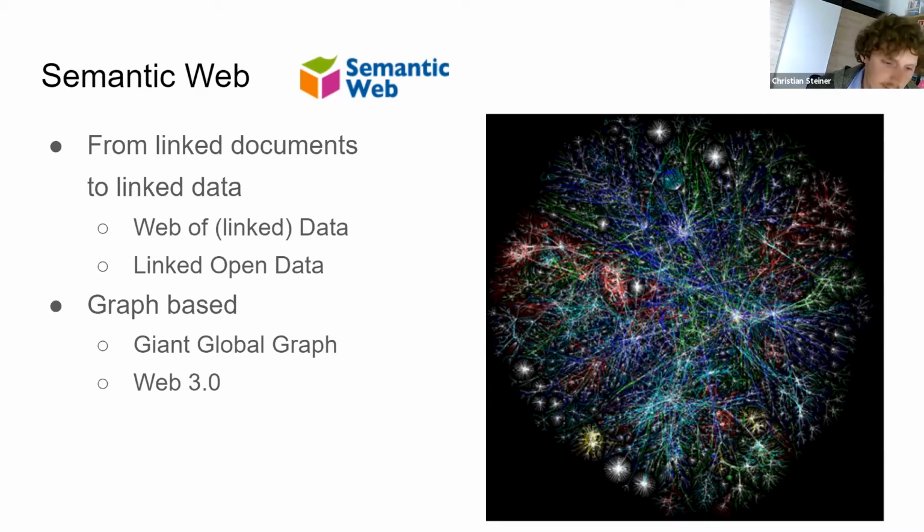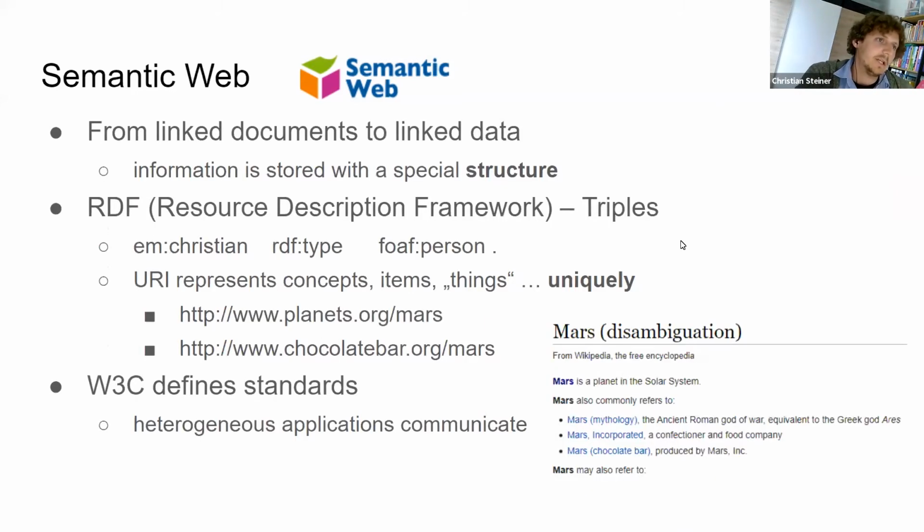So the whole technology stack behind this is graph-based. We have to visualize a huge, giant global graph instead of a World Wide Web, as we have known it before. Now we can envision a giant global graph, GGG, instead of WWW. Some people also call it Web 3.0, but there are more synonyms out there. But the notions of semantic web and linked open data are the ones that you will hear most often. So we go from linked documents to linked data.